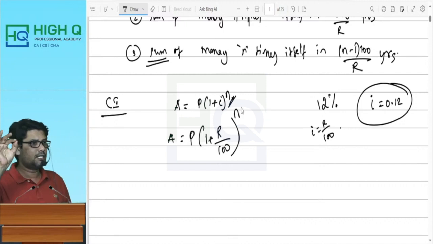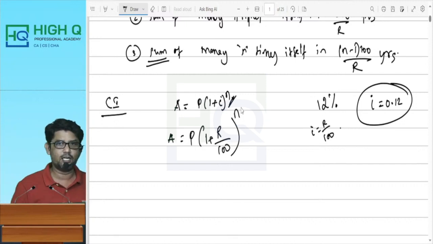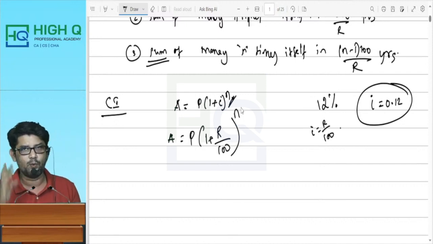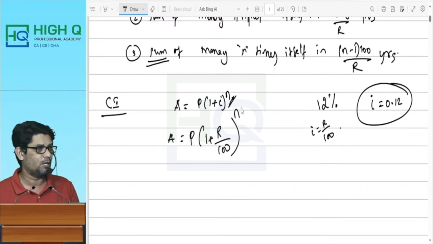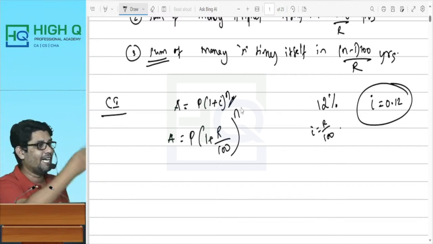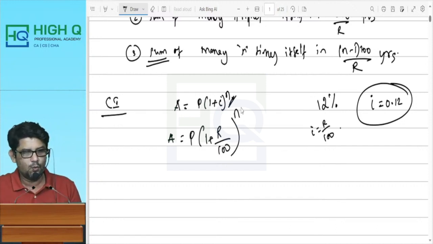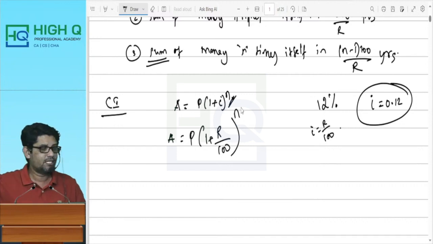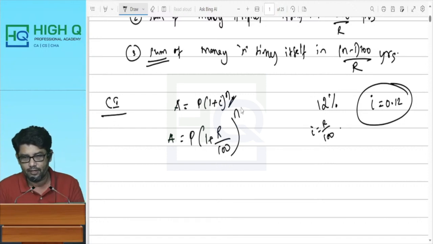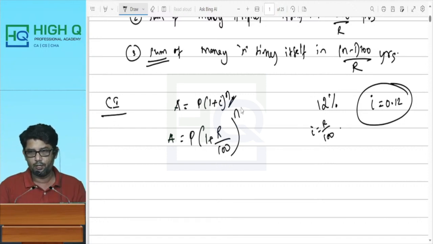So if the compound interest is calculated semi-annually, what is the value of I? Very good, 0.06. Excellent. R by 200, okay, R by 200 is right.